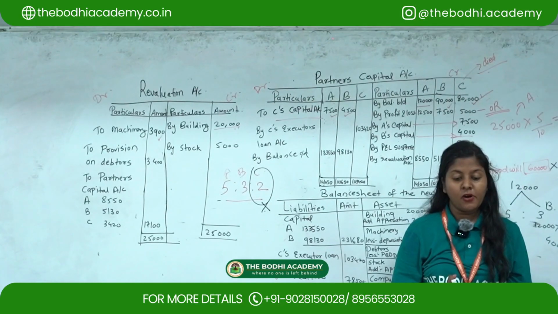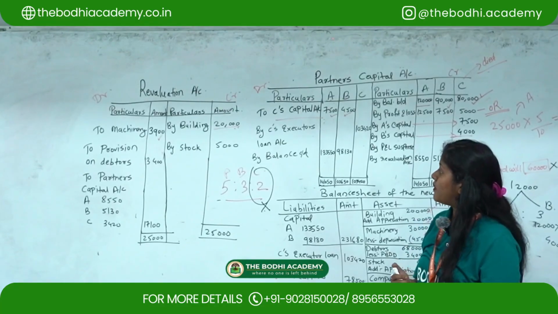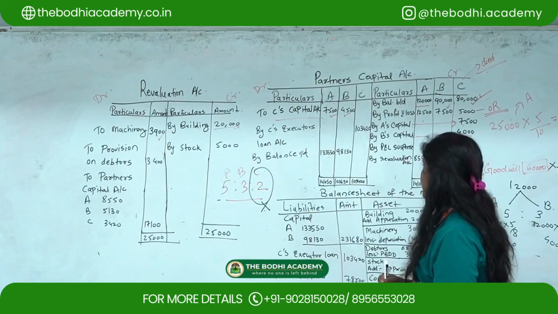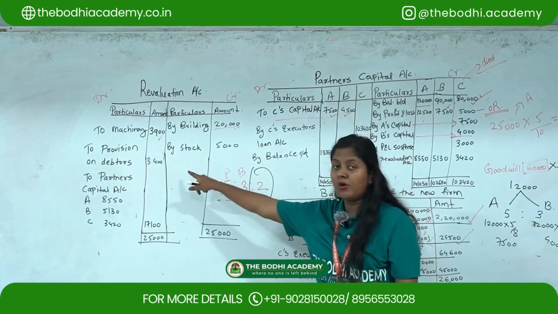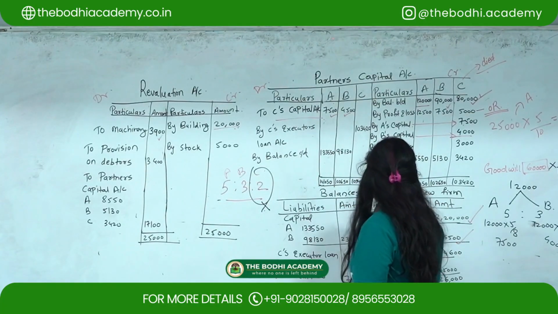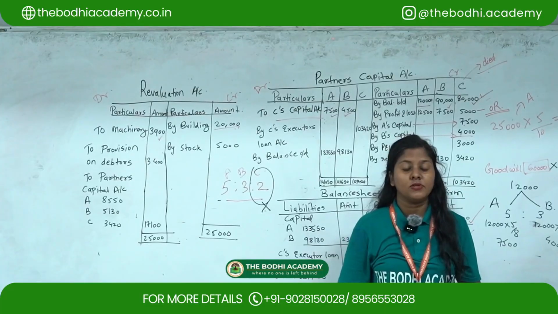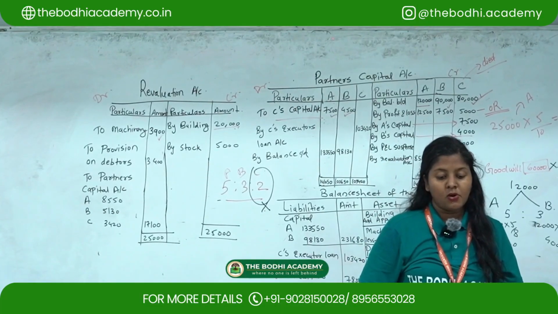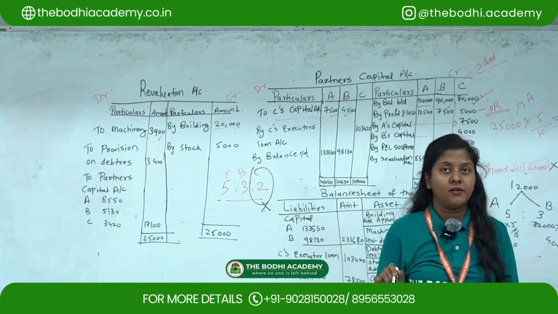Next is provision for doubtful debt to be increased by 5% on debtors. So the provision is increased by 5% on debtors. So on debtors you have to find out 5%. Debtors here are given as 68,000. So on 68,000 you have to find out 5%. Okay.